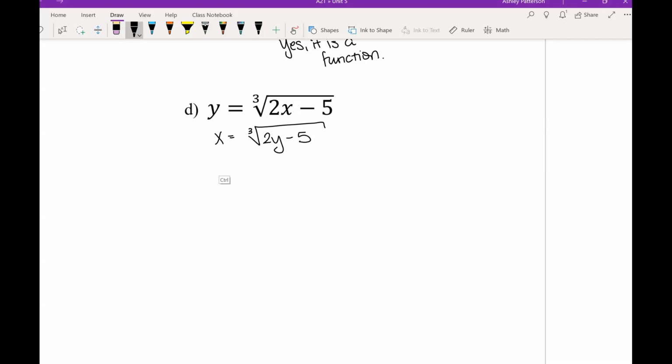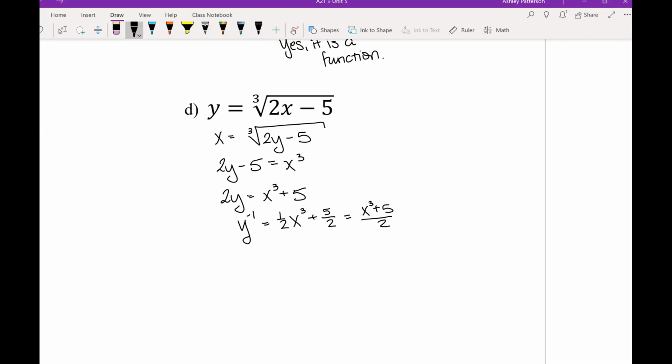So let's cube both sides, please. 2y minus 5 is equal to x cubed. We cubed both sides so that we could get rid of that cube root. I'm then going to add 5, so 2y is equal to x cubed plus 5, and divide by 2. y inverse, don't forget the inverse symbol, is equal to 1/2, because I divided by 2, times x cubed, plus 5/2. If you're so inclined, you can put it as x cubed plus 5 all over 2.